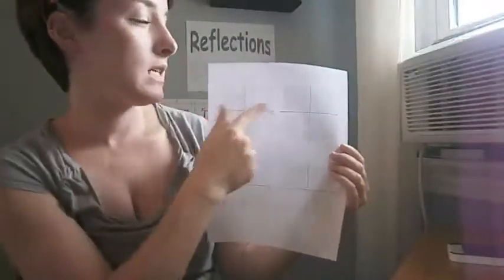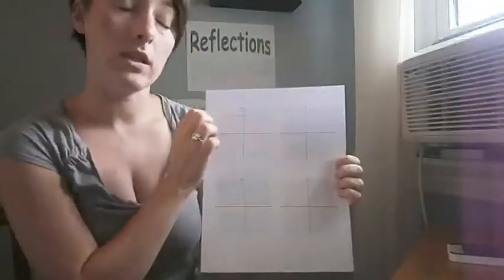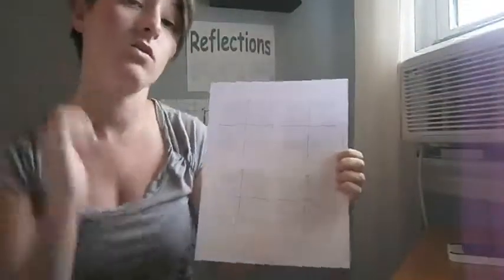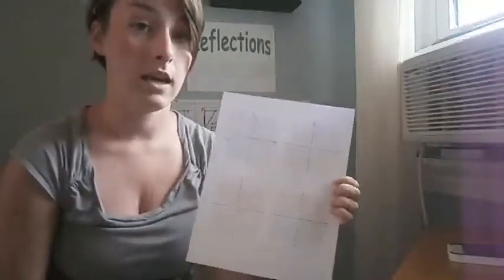Each coordinate plane has an x-axis and a y-axis. You are also going to be given coordinate points that you're going to have to plot, and then it's going to tell you whether or not you need to reflect this image over either the y-axis or the x-axis.